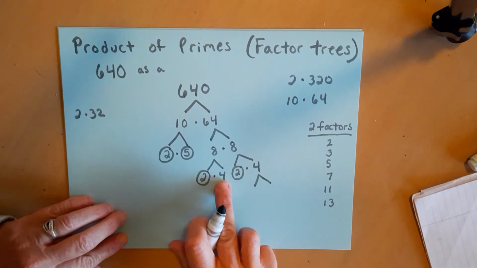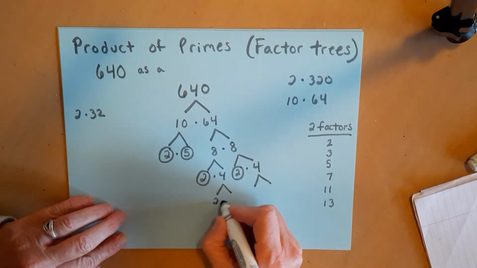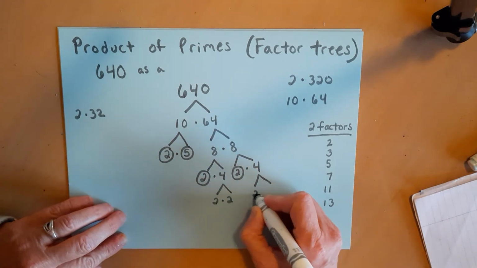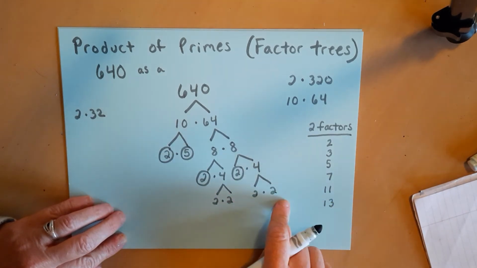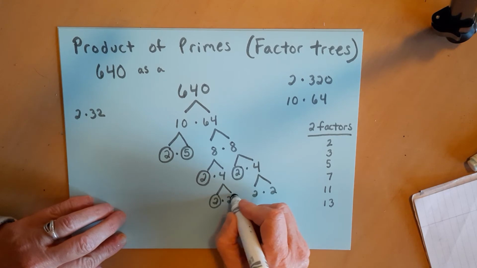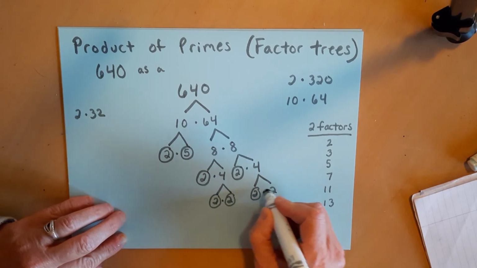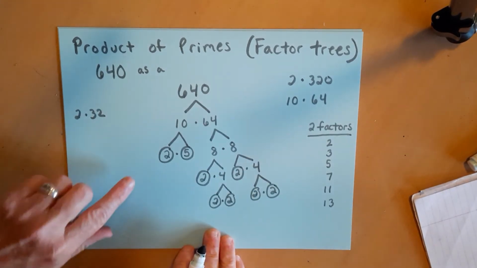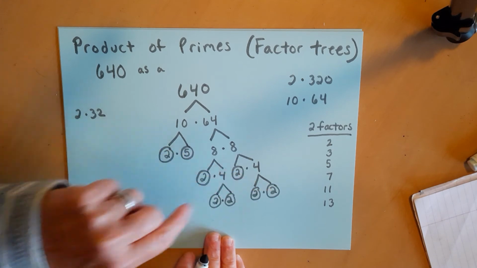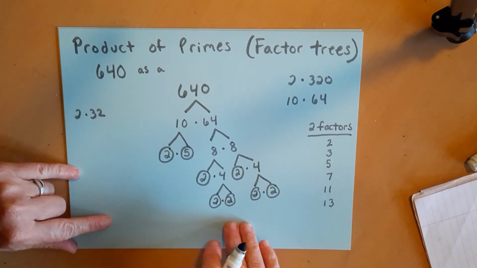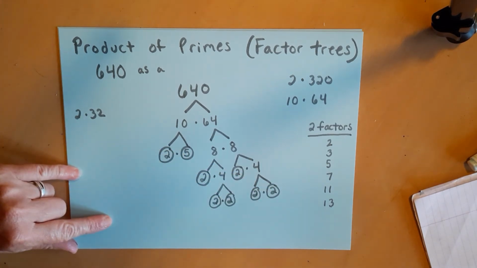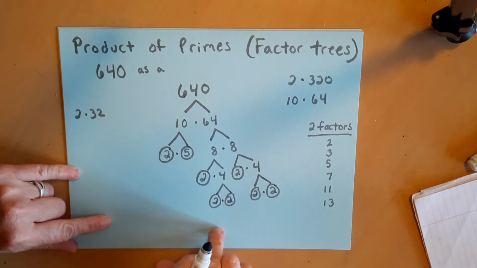The next one, we're going to see 4. 4 would turn into 2 times 2. And you find out that you're at the end because these are all prime numbers. Once you get to the end where the end numbers are all circled, that they're all prime, then you're going to write them starting with the lowest number.